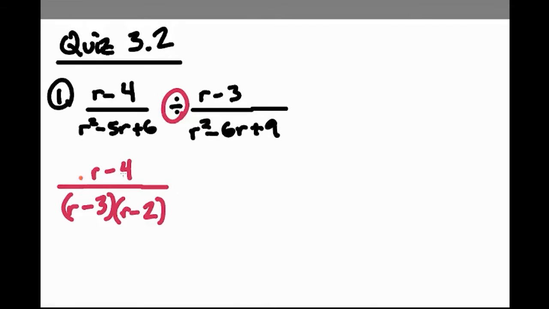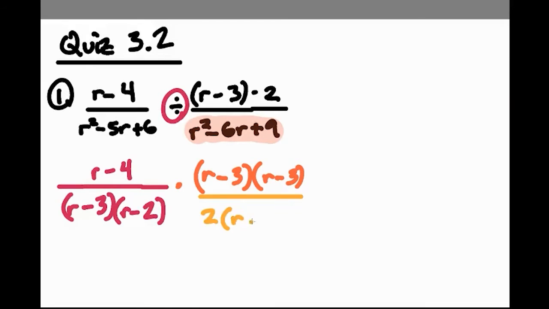All right, and then this division is going to be a multiply, and we're going to factor out this bottom part right here. And that's going to be r minus 3 quantity squared, or just r minus 3 times r minus 3. Oh, shoot, I forgot a 2. We have 2 times r minus 3 here. Okay, r minus 3 is going to cancel here and here.